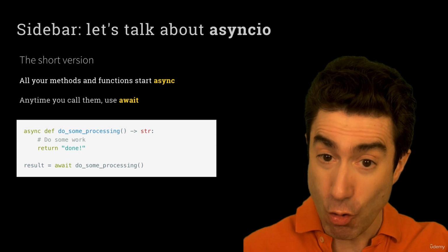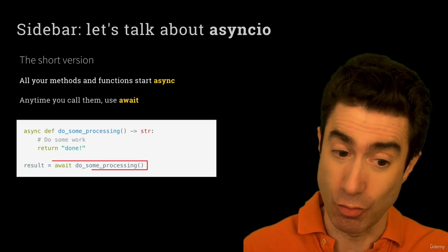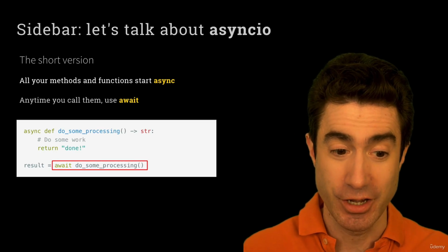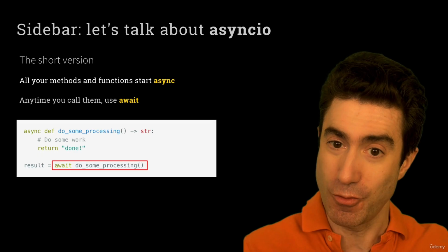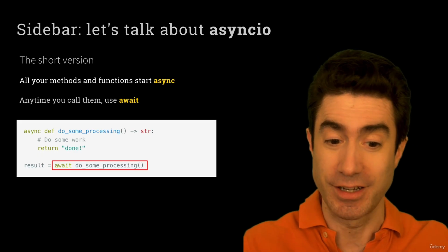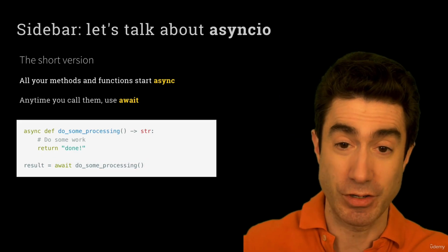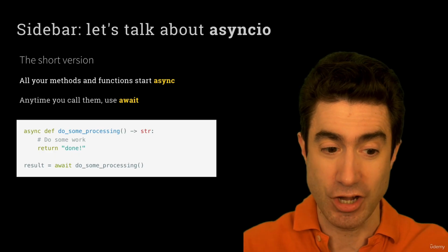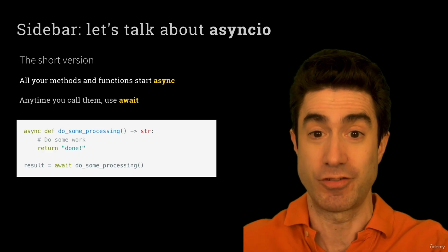And when you call that function, you don't just call do some processing like you're used to. You have to put the word await before it. So you say await do some processing. And if do some processing returns a string, then you can't just say result equals do some processing.